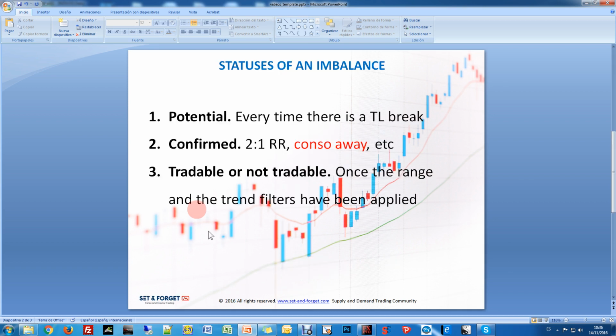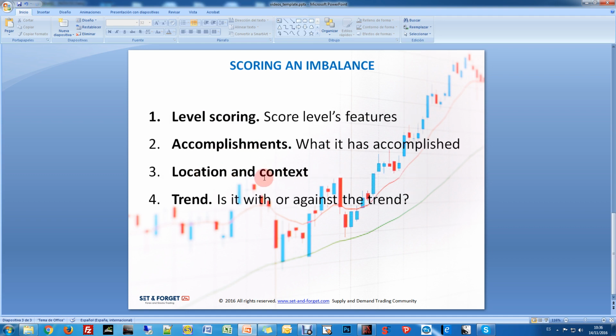We will see how a level transforms from a potential imbalance to a confirmed imbalance, and a tradable or not tradable imbalance. And we will also look at the level scoring, what it has accomplished, where it is located, and if the trend goes with you or not, and what happens when the trend is consolidating.